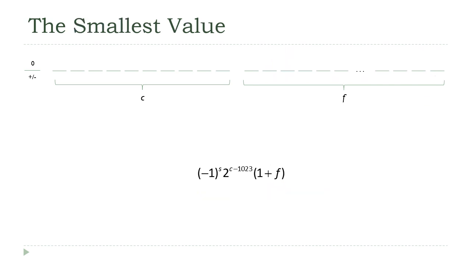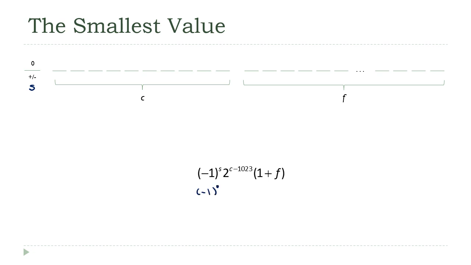Okay, so the next obvious question: now that I know what the biggest value is, what's the smallest value I can get? And again, I'm talking smallest in magnitude. So we're still thinking strictly about positive numbers, which is why I still have this S bit set to 0.